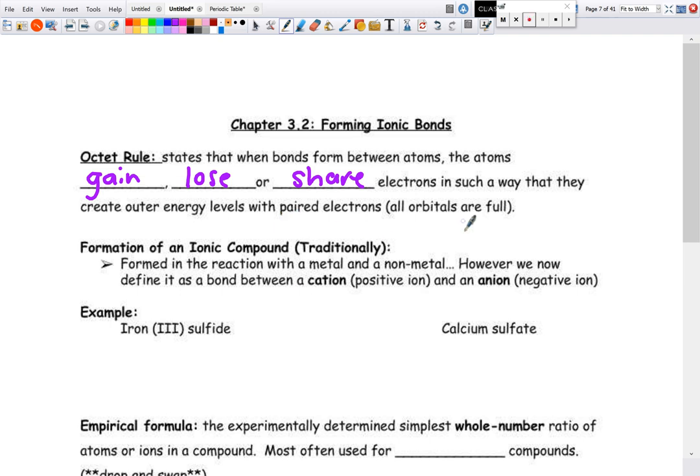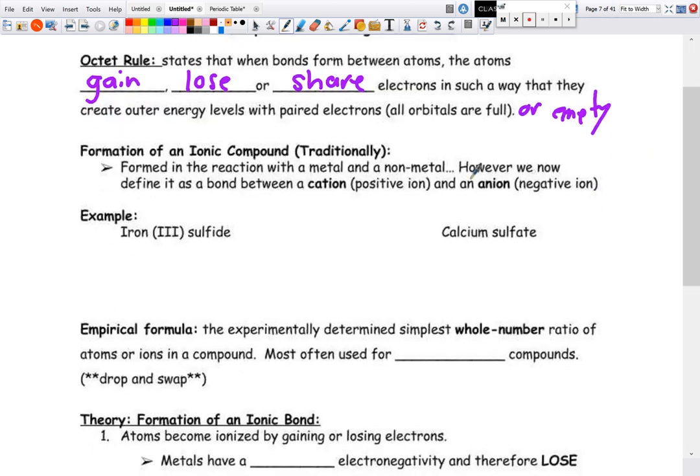Or another way to think about it, they're going to do this until every single orbital is full, or, in the case of metals, full or empty. That's supposed to be an M, not empty. There you go.